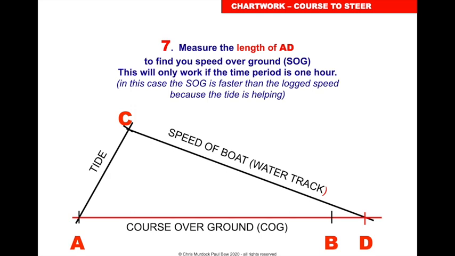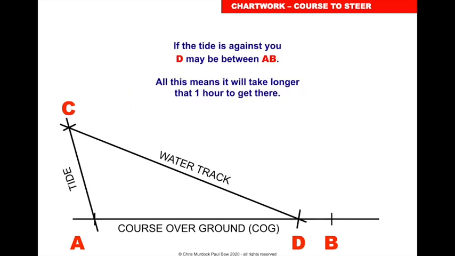So this will only work for a period of 1 hour. In this case, the speed over ground is faster than the speed of the boat through the water, and that's because the tide is in our direction. If the tide was going against us, speed over the ground will be less. And here in this diagram, the tide is going against us, so C to D cuts just before B. So it will take longer than an hour to get to our destination.